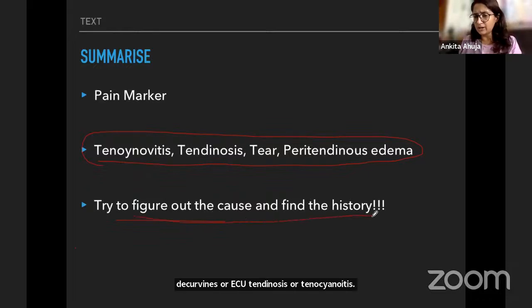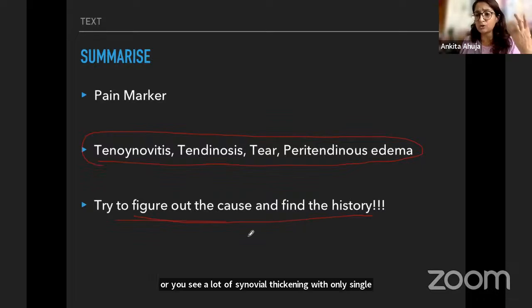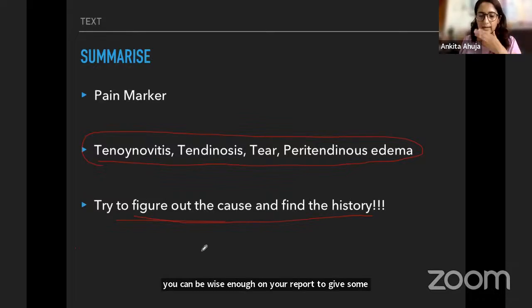Otherwise, if it is multiple, extensor plus flexor compartment tenosynovitis, you know there's something more to this, right? Or you see a lot of synovial thickening with only a single tendon sheath. Then try to figure out the cause, try to look for inflammatory and infective markers so that you can be wise enough in your report to give some clue to the clinician about what we are looking at.